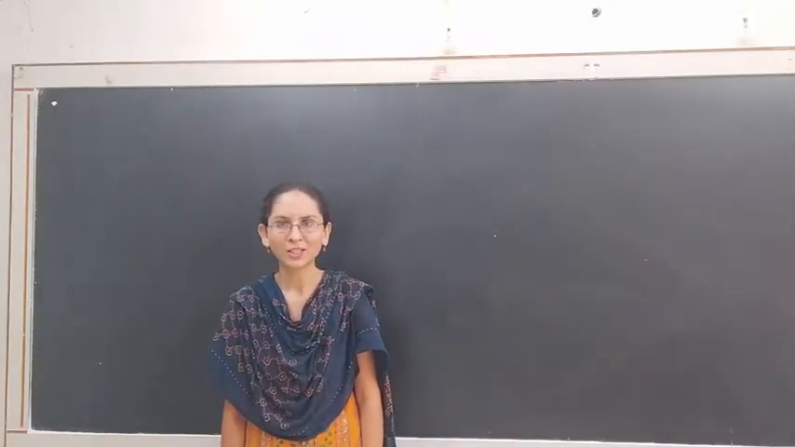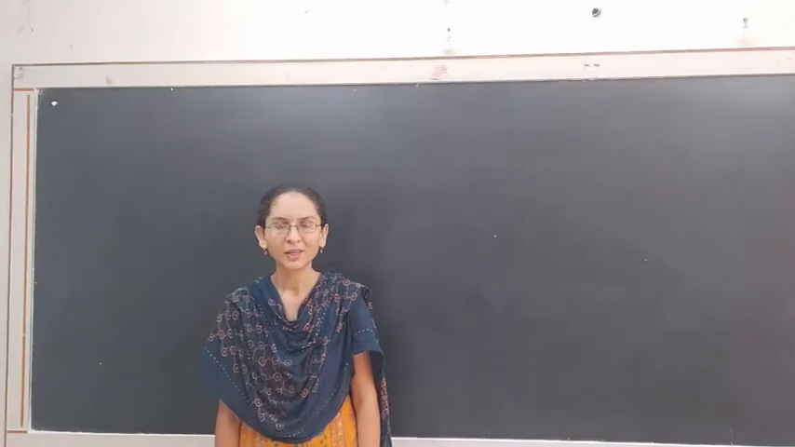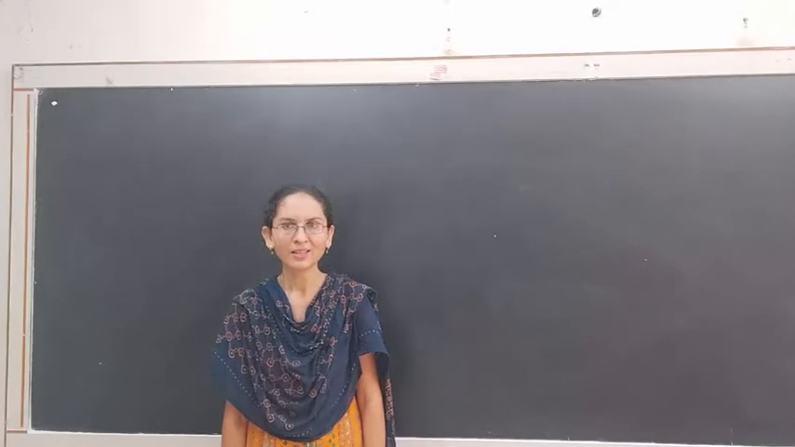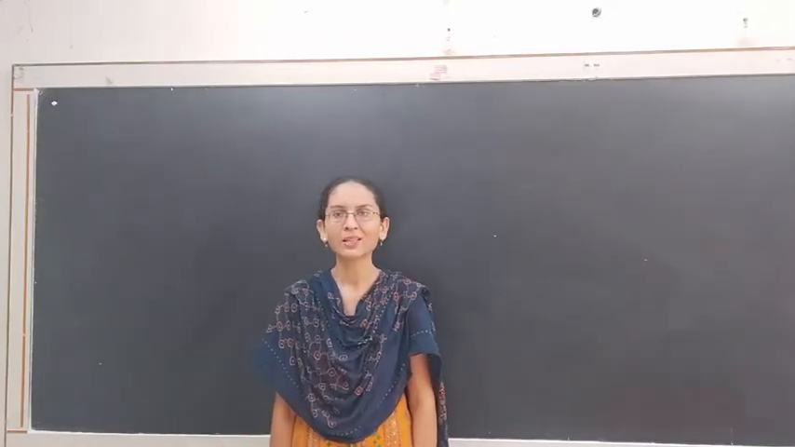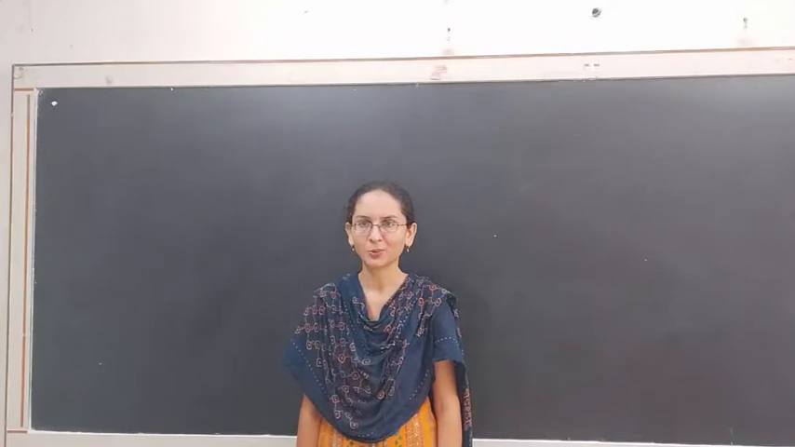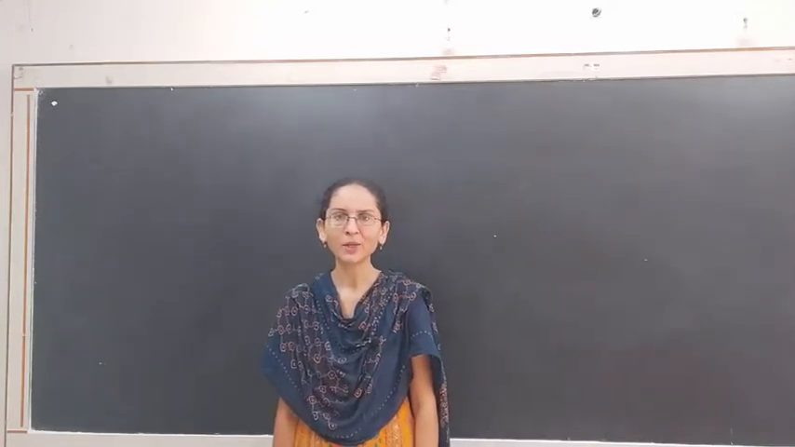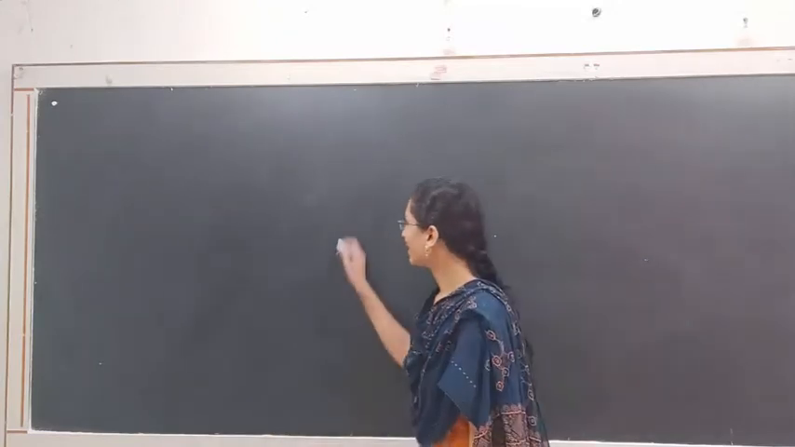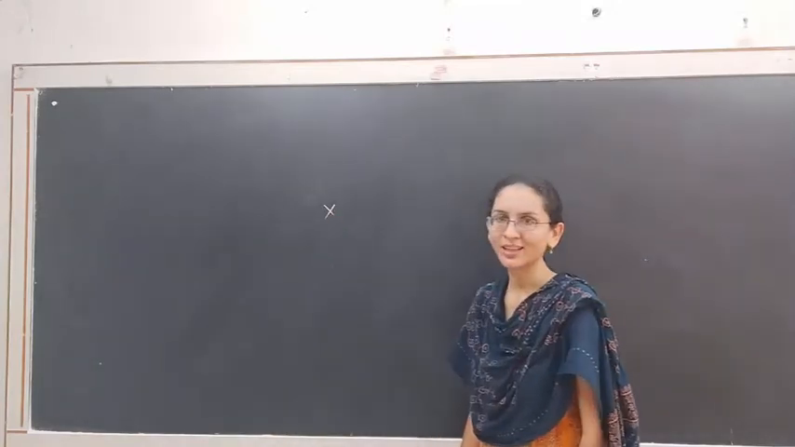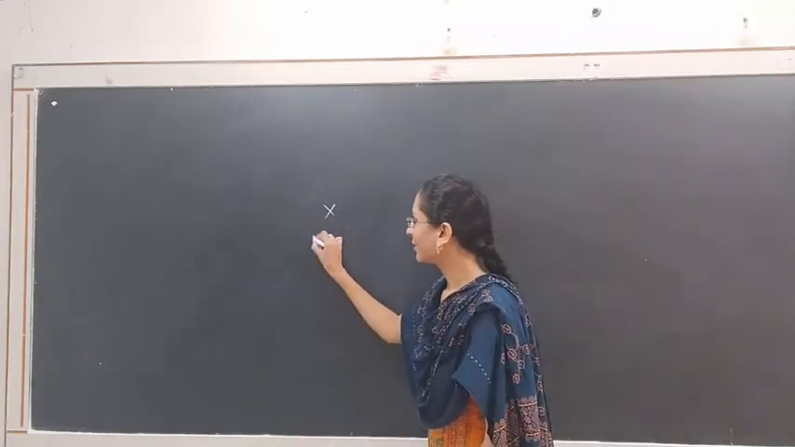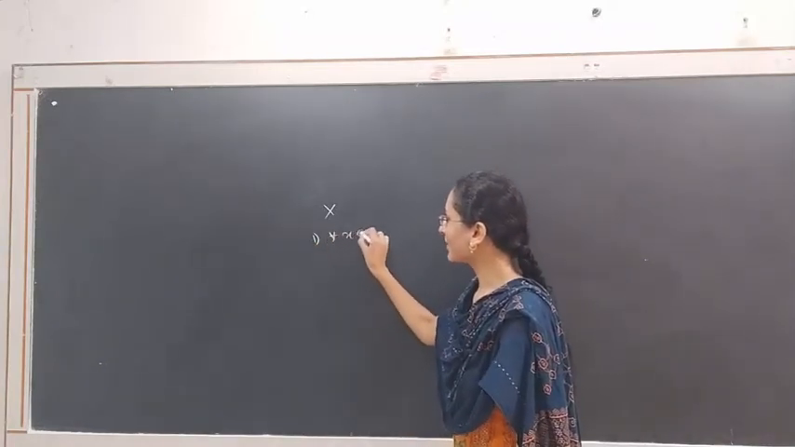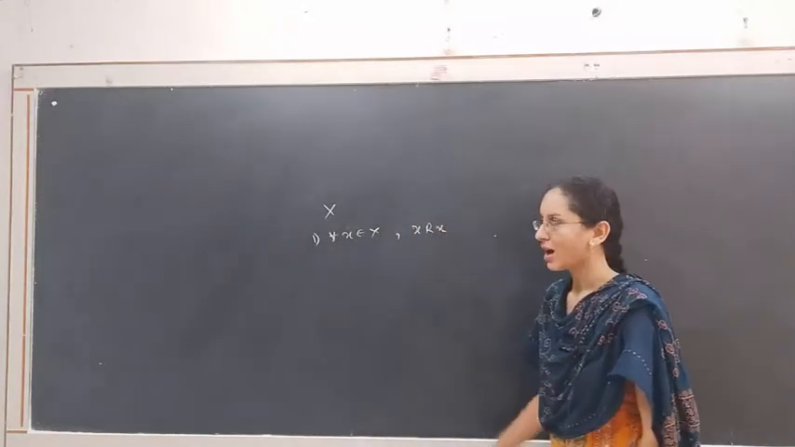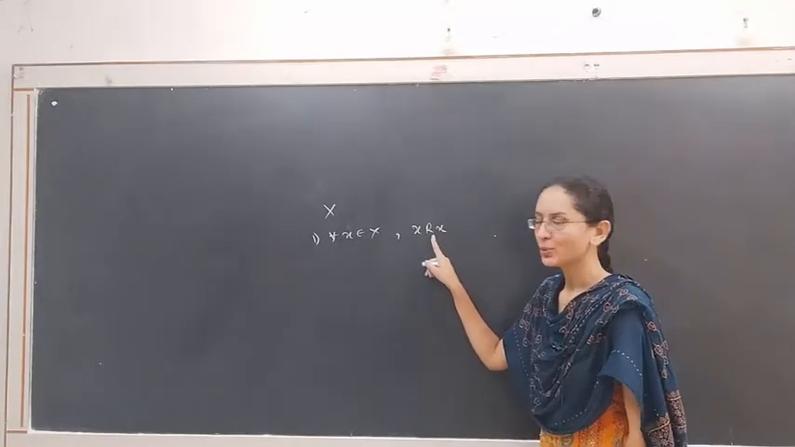Today's lecture for algebra. We were discussing equivalence relations. The relation R on a non-empty set X is said to be an equivalence relation if it is reflexive, symmetric and transitive. What is meant by reflexive? Every element of set X is related to itself. That is, if we are defining a relation on a set X, then for all x belongs to X, we have x R x. Then relation R is a reflexive relation.